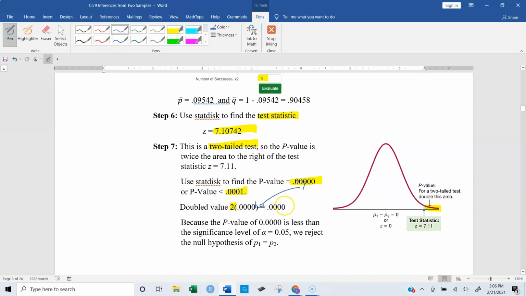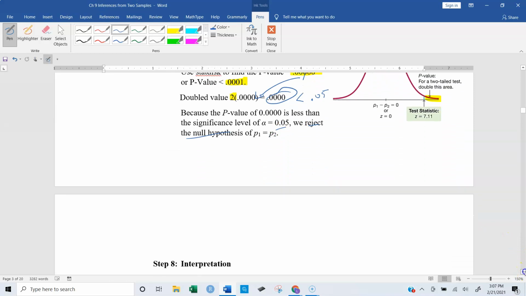So this value gets represented in here. Once we take 2 times that value, then we compare this value to the 0.05. Is this greater than or less than? It's less than the 0.05, so we reject the null. Okay, that was using the p-value.